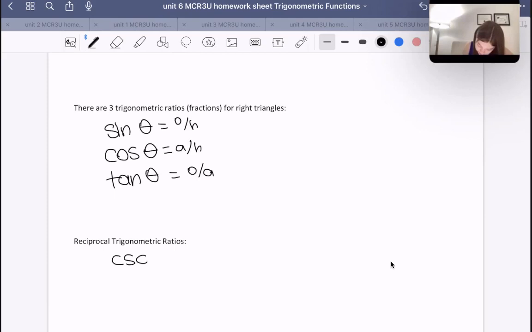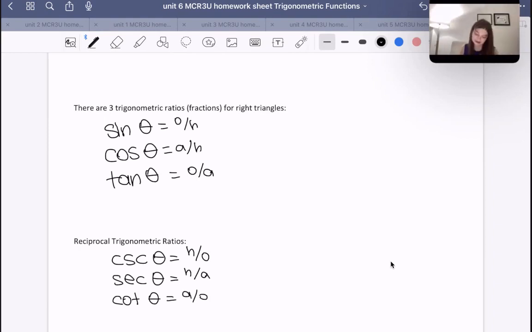Cosecant, CSC theta, is equal to hypotenuse over opposite. So notice all I did is I took the reciprocal, I switched the O and the H. Now it's hypotenuse over opposite rather than opposite over hypotenuse. The reciprocal trigonometric ratio for cosine is the secant, and that's going to be the hypotenuse over the adjacent, right? So I switch them. And then for tangent, it's going to be cotangent. And that's going to be adjacent over opposite. So I switch them again.